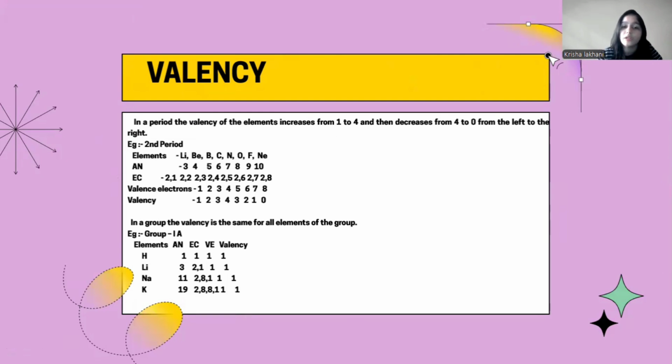Lithium, beryllium, boron, carbon, nitrogen, oxygen, fluorine, neon. Atomic numbers 3, 4, 5, 6, 7, 8, 9, 10. So this is the second period that is taken here. It is the second period. Can you see the electronic configuration?